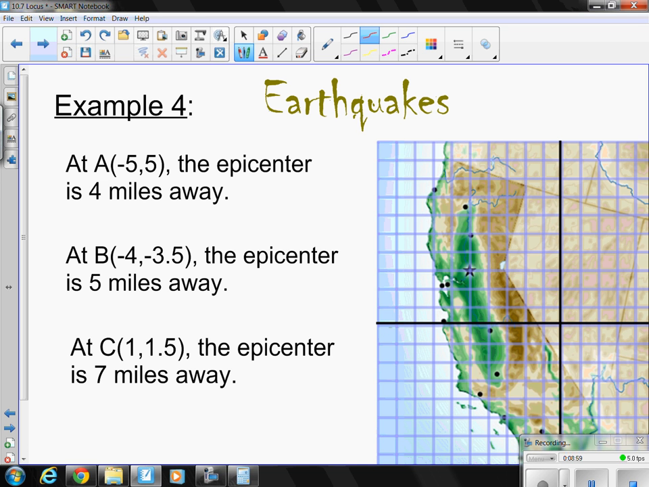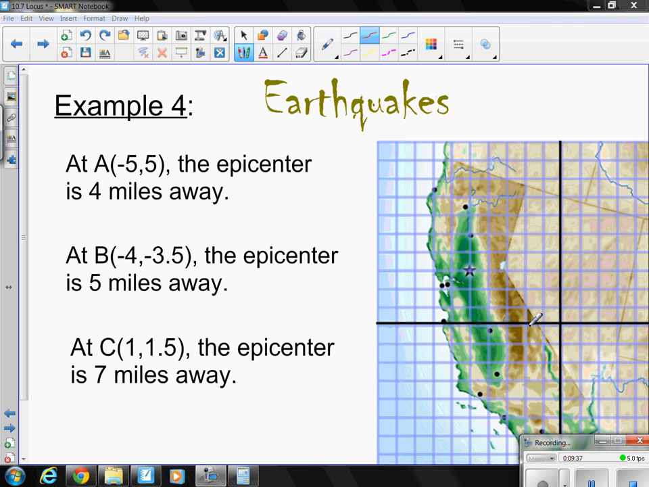Now this is where it kind of gets interesting, and you can actually find the epicenter of an earthquake. So in this problem, it's not drawn to scale. I kind of just overlapped a grid on top of California here. And we're going to use loci to find the epicenter of an earthquake. And we're going to pretend that one of these units is a mile. Okay, so first I'm going to plot the point and draw in all that I know.